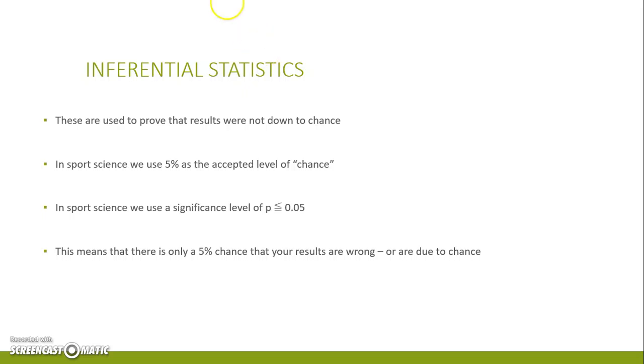So that's what this symbol means here. It means less than or equal to 0.05. What that basically means is that there's only a 5% chance that your results are wrong or that they are due to chance. They test for both relationships and differences.